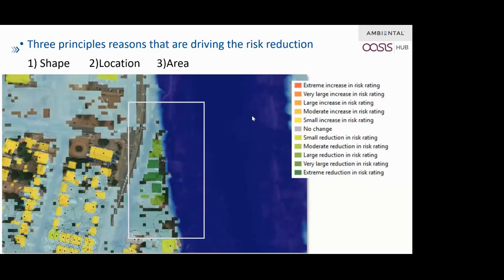So I want to skip through the shape and area because the most important thing is the location. That's how location influences your risk rating, which is why we reiterate on having a property level database for your risk score. Next slide, please.